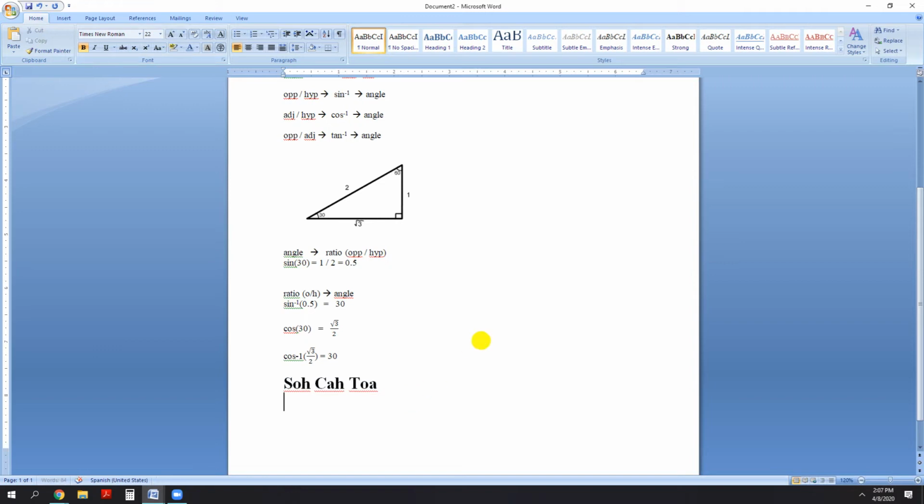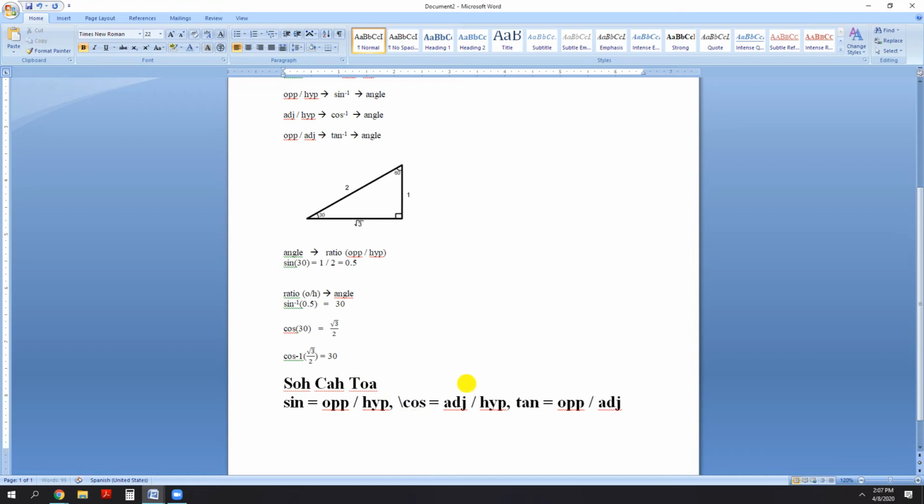Right, and just remember that this means sine is equal to opposite over hypotenuse. Cosine is equal to adjacent over hypotenuse. Tangent is equal to opposite over adjacent.